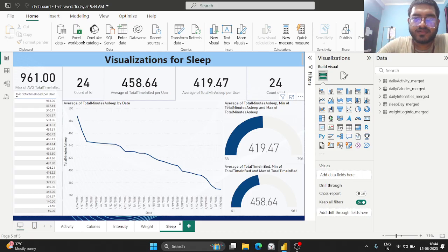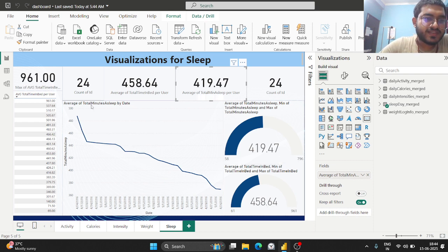So this was the variation of average of total minutes asleep. It went from 58 minutes to 796 minutes, and the average we found was 419 minutes. And this was the variation of total time in bed from the min to max. The minimum was 61 minutes and the maximum was 961 minutes, and the average we found to be 458.64 minutes.